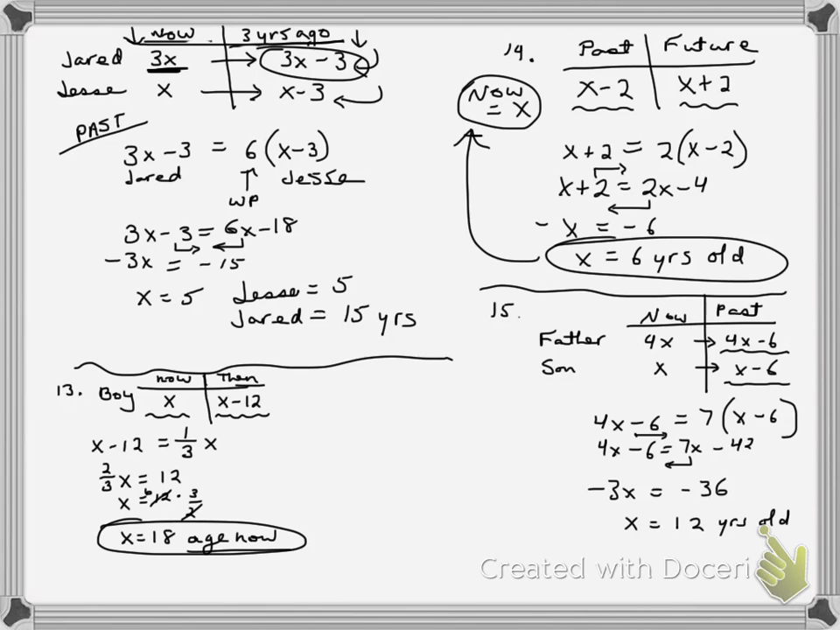Now part of the problem is interpreting. Once I got x equals 12, what is that? We'll go back up to where x is. That is the son now. So what's the father now? We're asking how old, find the age of each. If the son is 12, the father is 4 times 12. So this is the son, and the father is 48.